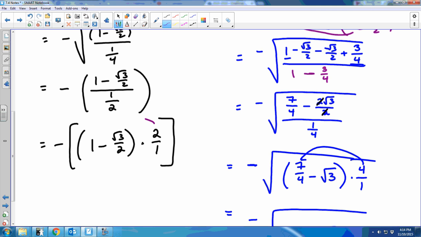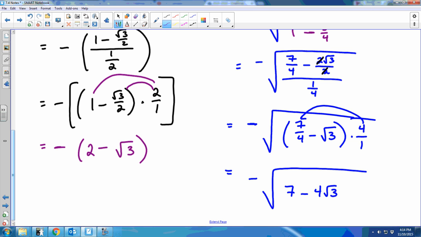And I can distribute. 2 over 1 times 2 is 2. And 2 times the square root of 3 over 2 is just the square root of 3. So we can leave it like this, or we could distribute that negative. We'd have negative 2 plus the square root of 3. Either one of these. Again, if you type that into your calculator, you'll get equivalent decimal forms.